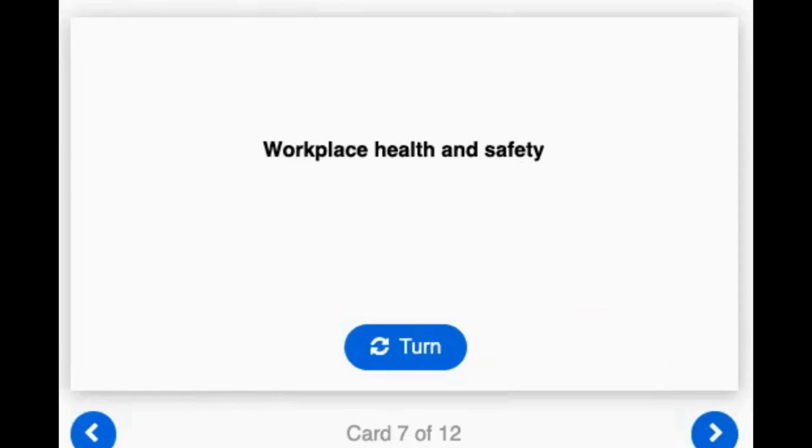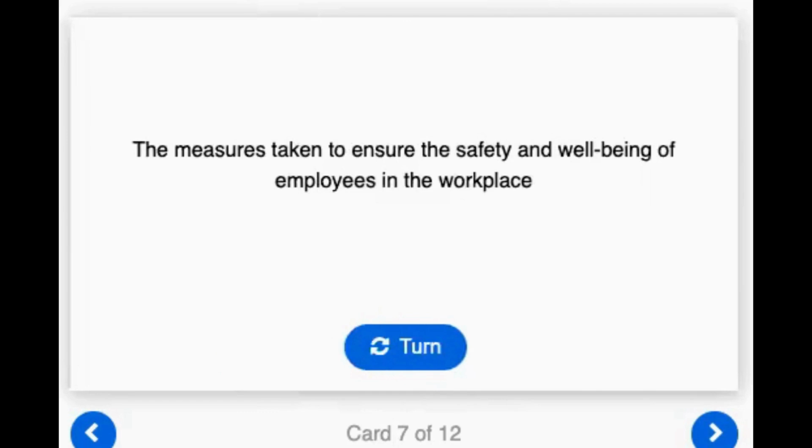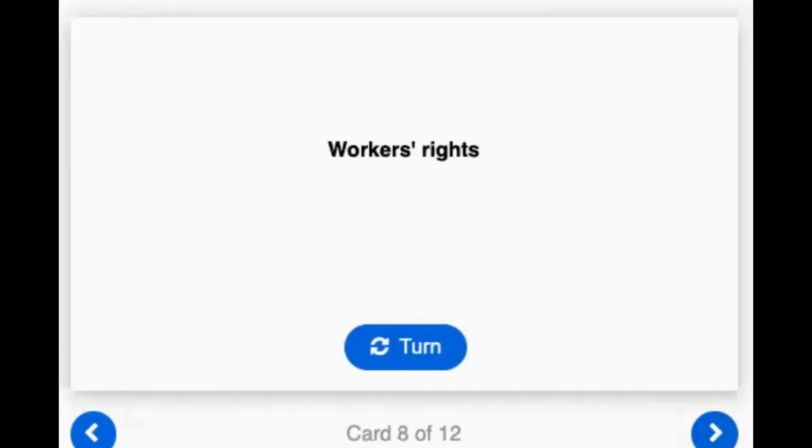Coming on to the next card, what is workplace health and safety? As you all know from the previous two or three lectures, we are discussing health and safety. Now I will turn the card and you will see the response. The measures taken to ensure the safety and well-being of the employees in the workplace is called workplace health and safety. Coming on to the next card, workers' rights.